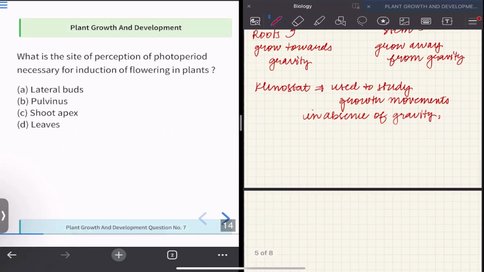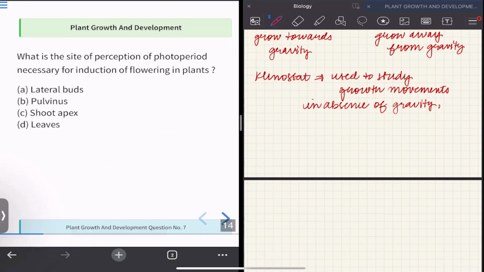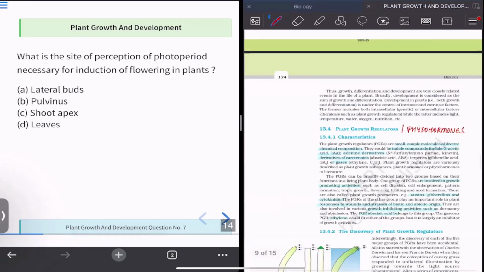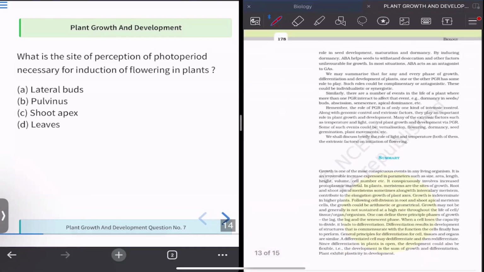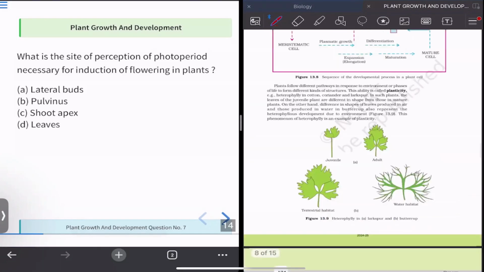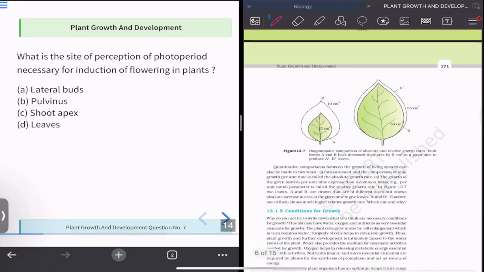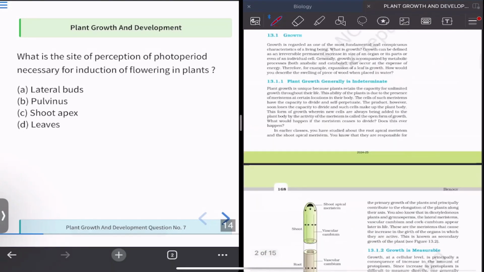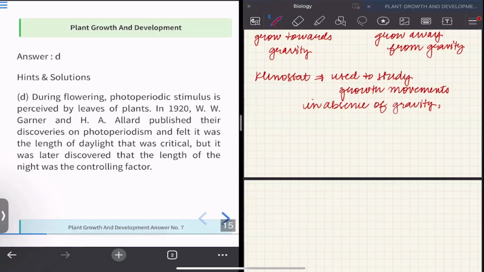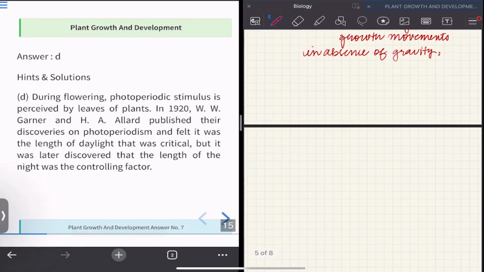Okay. Moving on to the next one. What is the site of perception of photoperiod, which is necessary for induction of flowering in plants? Okay, so what is photoperiod? We have question number 7, that during flowering, photoperiodic stimulus is perceived by the leaves of plants. So the leaves are the site of perception of photoperiod.